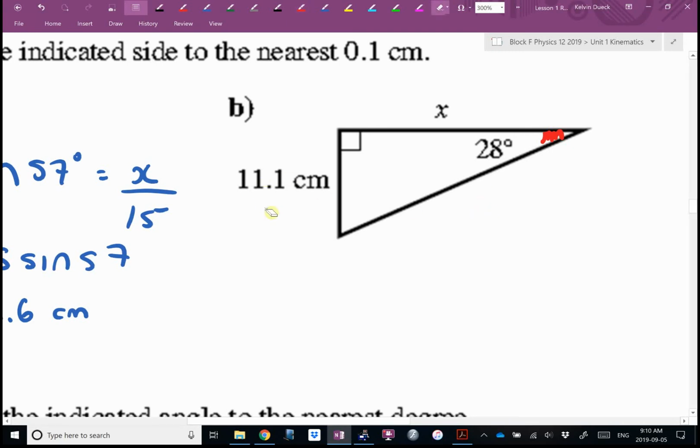Adam, redeem yourself. This is 11.1, opposite, adjacent, or hypotenuse? Oh, what about this one? The x. Which trig function has the O and the A in it? What always goes next to the trig function?